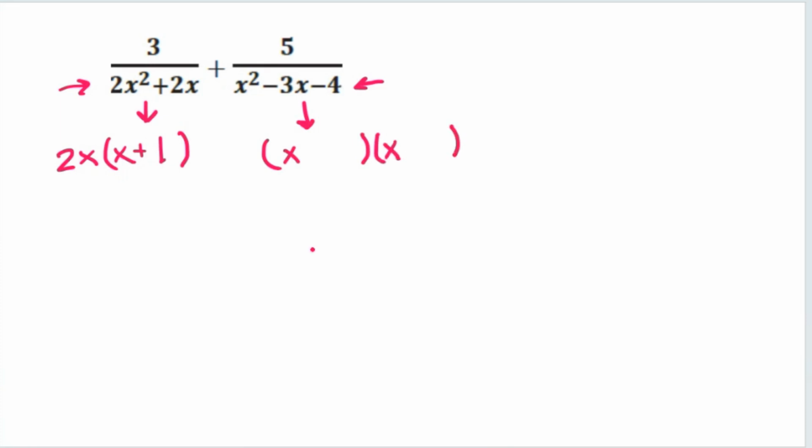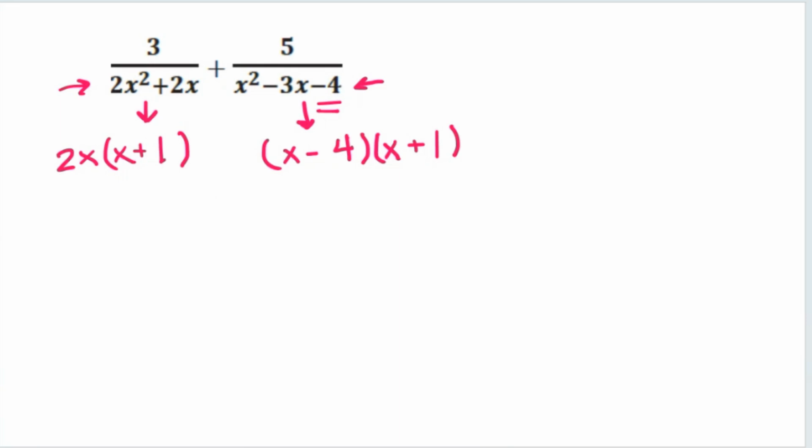And here I notice that this is a trinomial and it's a quadratic. So I'm looking for a pair of numbers that multiplies to -4, but adds to -3. Well, -4 times a +1, -4 times 1 is -4, -4 plus 1 is -3. So now I have both denominators fully factored.